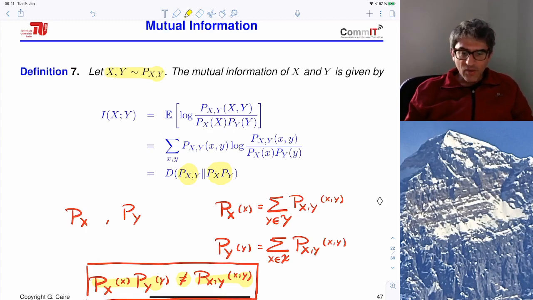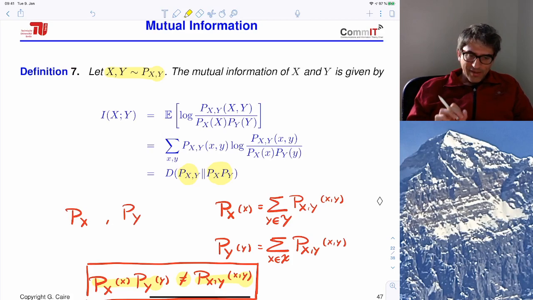In any other case, when the two distributions do not coincide, this mutual information is non-zero, and we will see in a moment it is in fact positive. So in a certain sense, the mutual information is a measure of statistical dependency. The more X and Y are statistically dependent, the more different the joint PMF is from the product of its marginals, and the larger the mutual information will be. Vice versa, if they are almost independent, the mutual information will be very small.